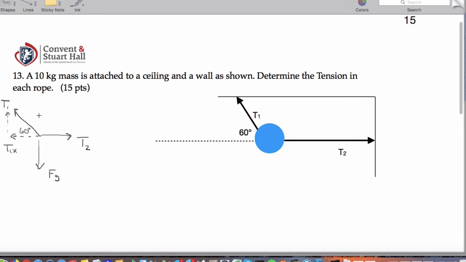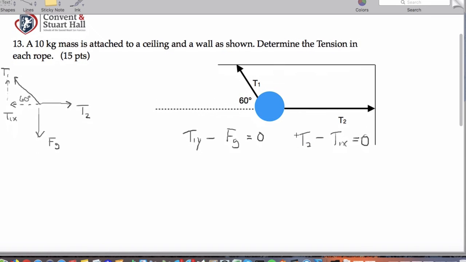The physics is straightforward. So vertically, I'm going to say that T1y minus Fg equals 0. And horizontally, I'm going to say T2 minus T1x equals 0. And now I'm going to go to vector components here.